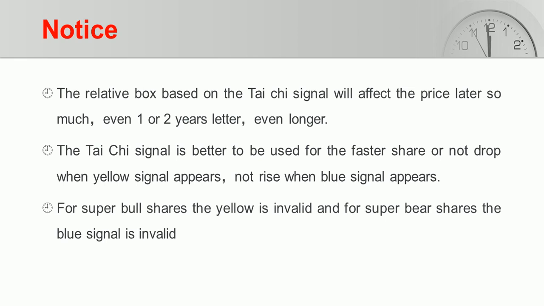So let's see the notice. The works based on the TaiChi signal will affect the price later so much, even 1 or 2 years later, even longer. So if you see the previous blue or yellow candlestick, it will affect the current price. Okay, the TaiChi signal is better used for the first share: not dropping when the yellow signal appears, not rising when the blue signal appears. Then I already told you how to judge. Okay, for a super bull stock, the yellow is invalid, and for a super bearish stock, the blue signal is invalid.